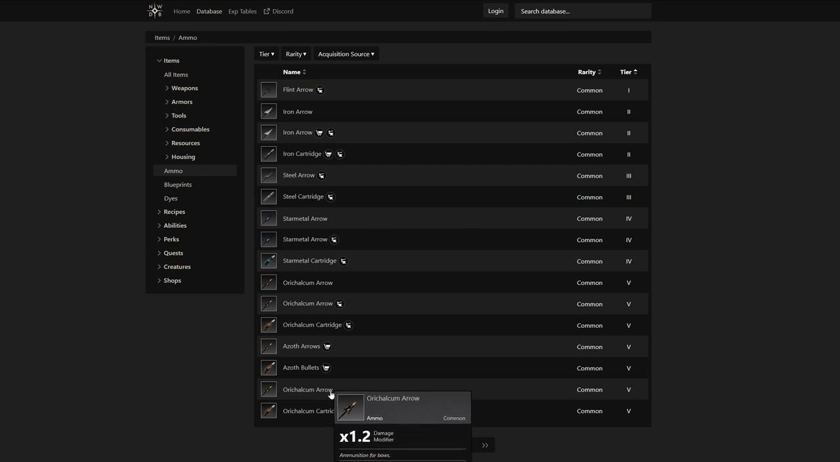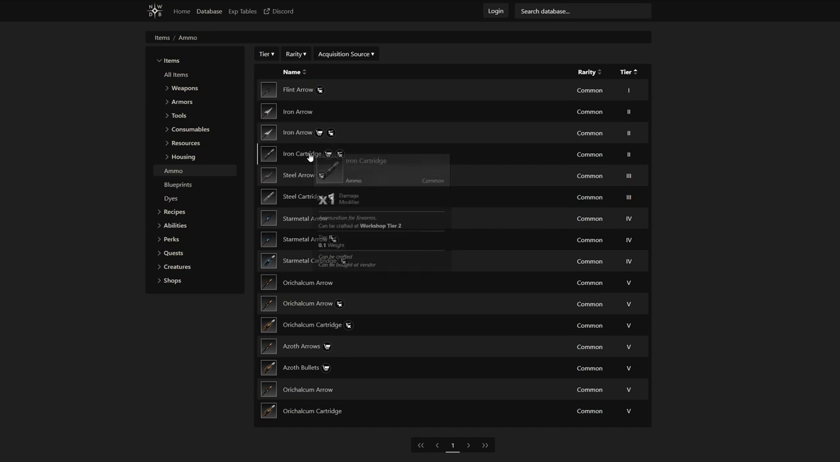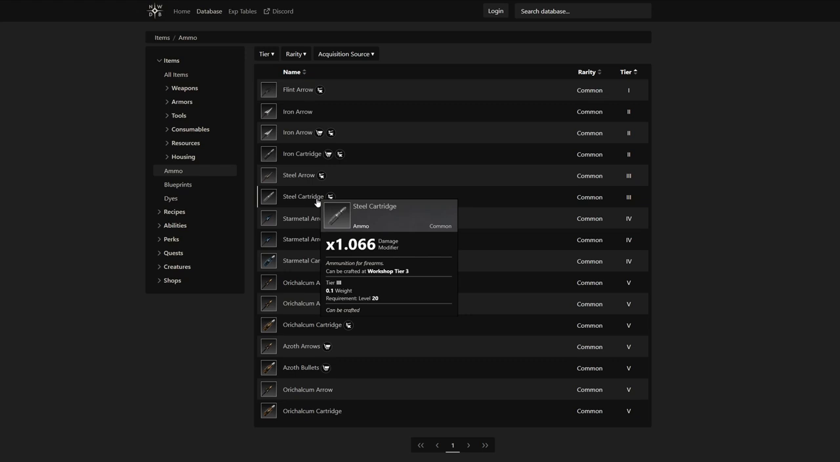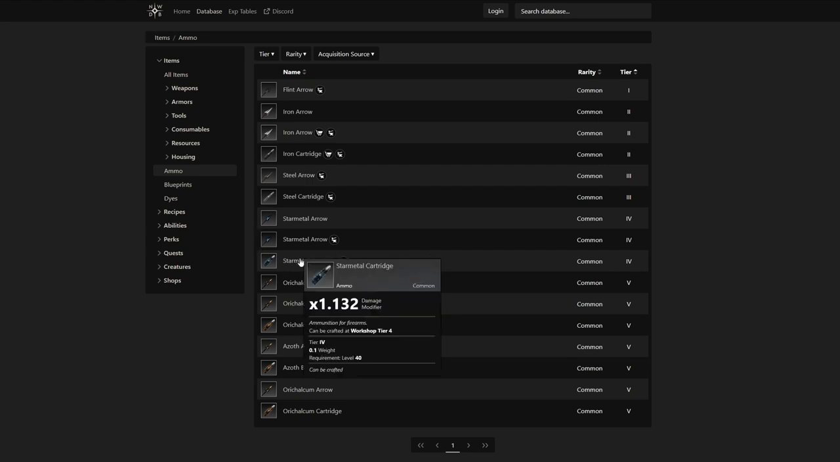If we take a look at musket, and this is why musket scales so well, by the way, as well as arrows and bows, because of these ammo coming as a modifier as well. We see the iron cartridge at times 1. We see the steel cartridge at 1.066, and we also see the star metal cartridge at 1.132, and then we see the acrylium cartridge at 1.2.